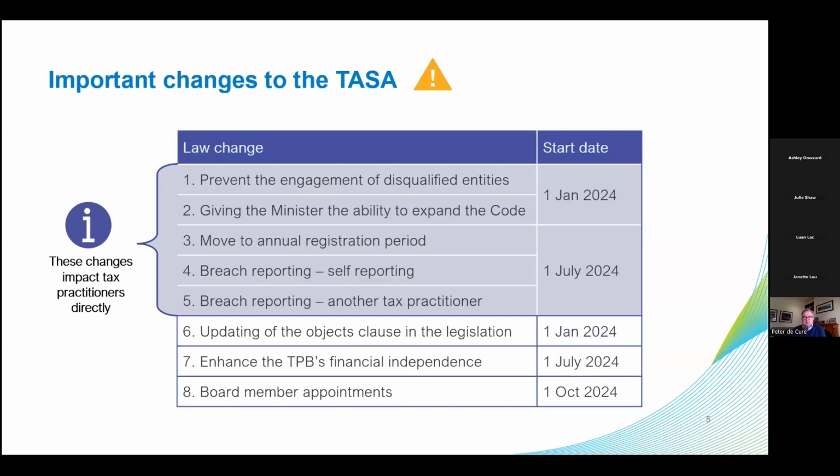Also, we're updating the objects clause of the TASA to recognise its role in supporting public trust and confidence in the integrity of the tax profession and the tax system. We're enhancing the TPB's financial independence from the ATO, allowing a separate funding for specified purposes. Our financial independence from the ATO is enhanced by establishing a special account for the TPB, making sure we have a separate line of funding for our own special purposes. Finally, we will ensure the board members who are appointed to the TPB going forward meet the definition of community representatives.